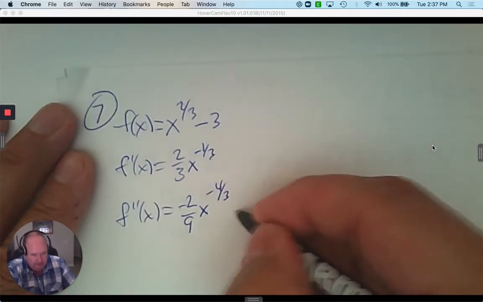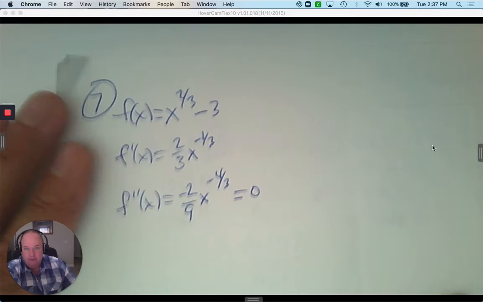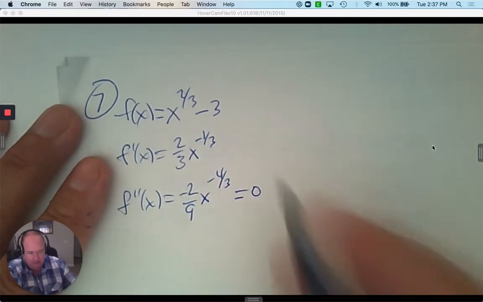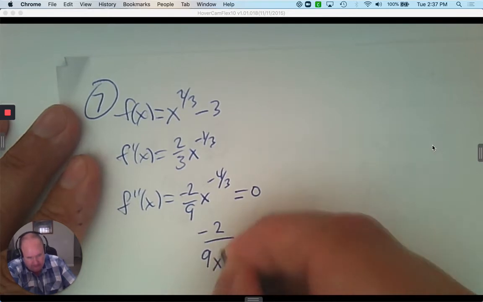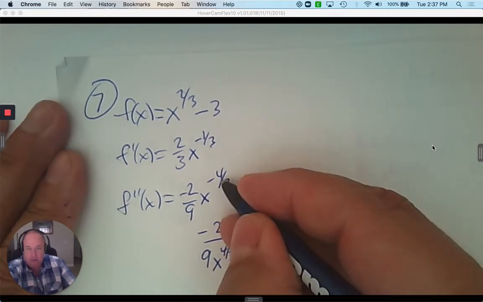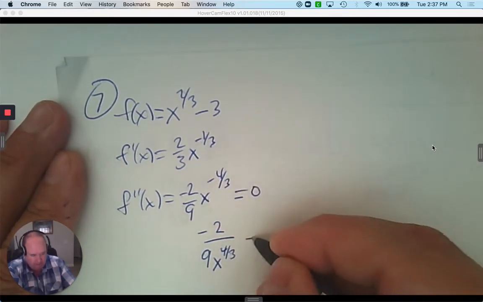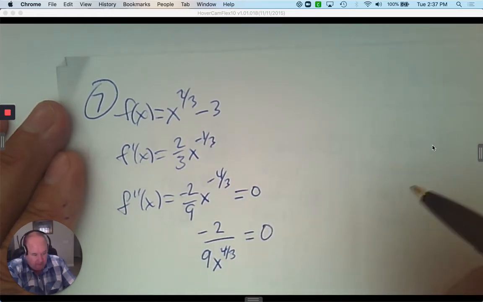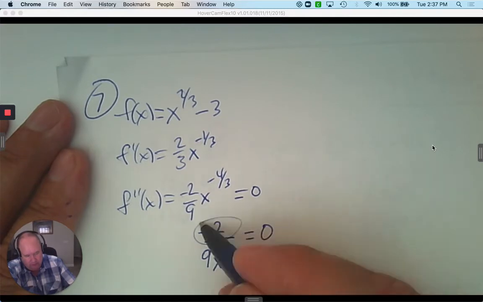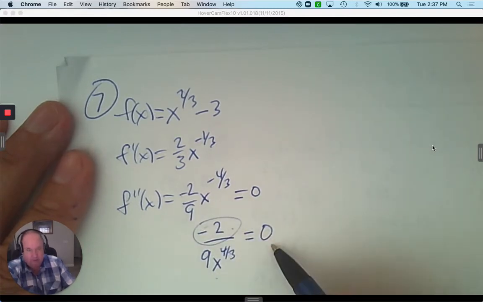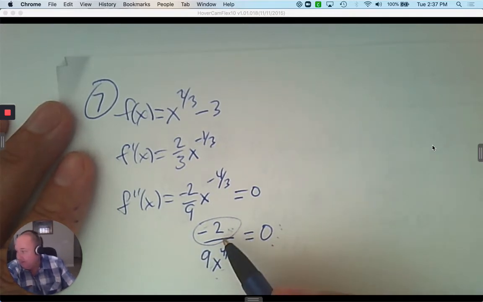So I'm going to make it equal to 0 and solve it. Since now we're doing algebra, I'm going to write this a little differently. Negative 2 over 9 x to the 4/3. If I put it where it belongs, it becomes a positive exponent, equal to 0. And I want you to notice in this case, look at the numerator. It's impossible for this to equal 0. There's no variable in the numerator, so even if I cross multiply both sides, there is nothing here that would make it equal to 0.